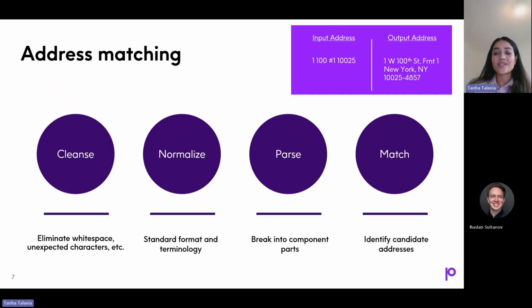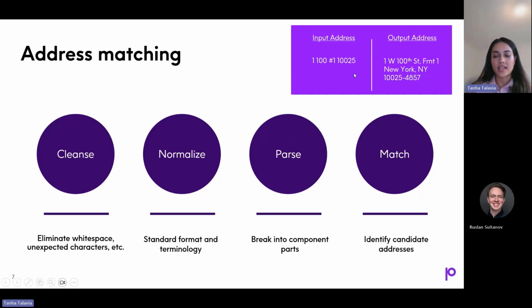Now, here at Precisely, we do something called address matching. Instead of directly taking the input address and trying to match it with the address in our database, we perform these 4 steps. We cleanse the address, we normalize the address, we standardize it, and we try to match the address. Cleansing the address basically includes eliminating any white spaces or unexpected characters in the input address. Then we normalize the address, that is, bring the input address into a standard format based on the specific country address that is entered. Then we break the address into different components, which is called parsing, and then we try to match the address.